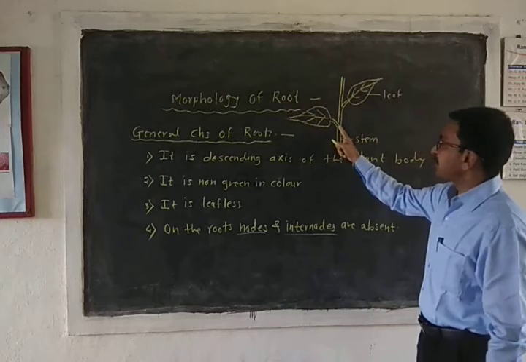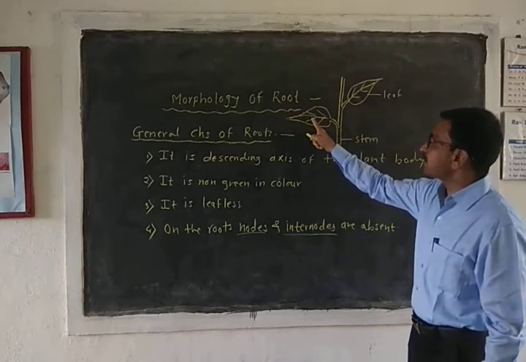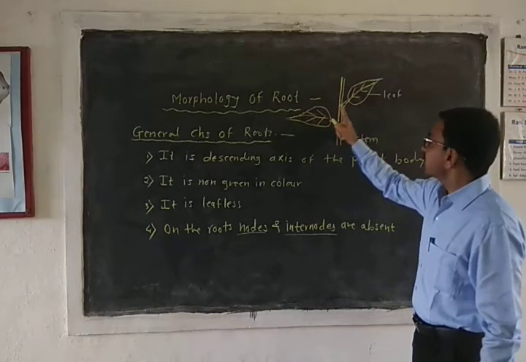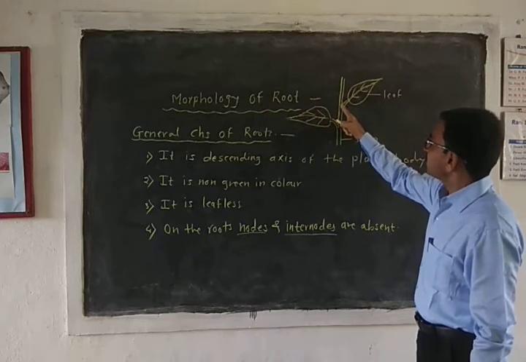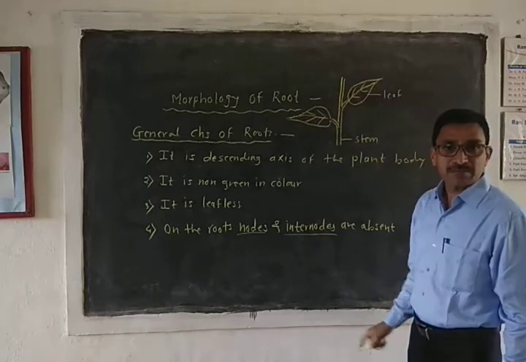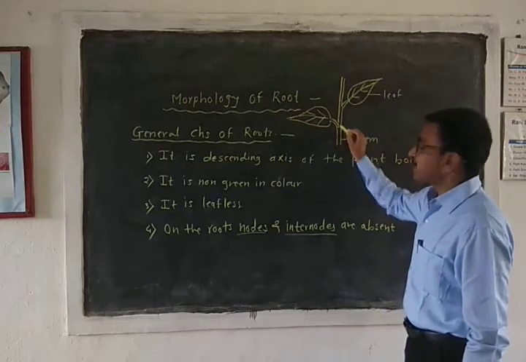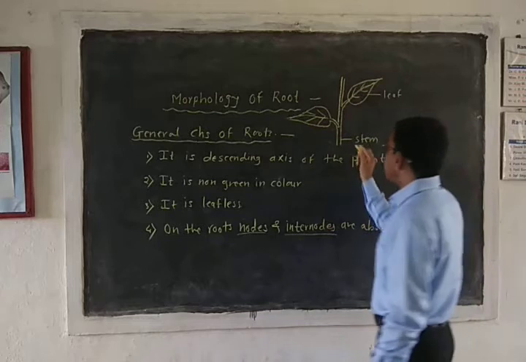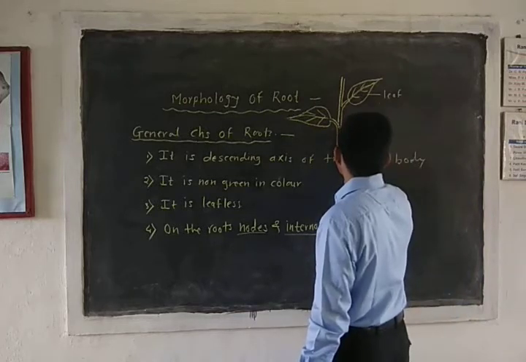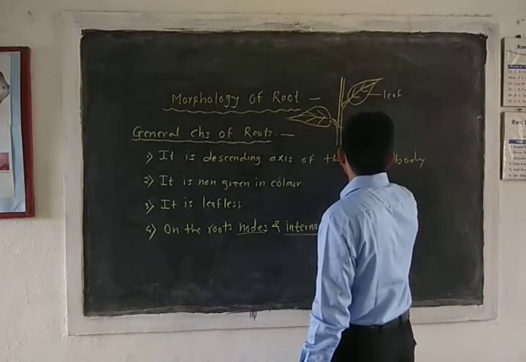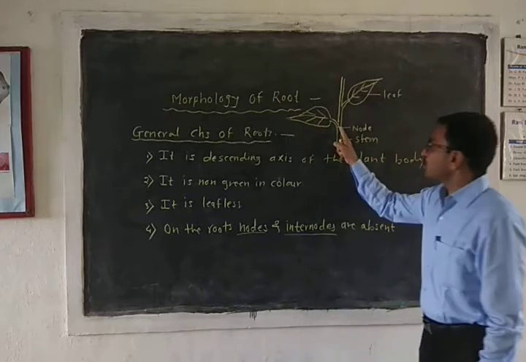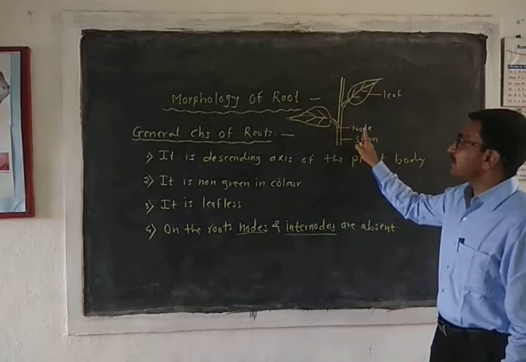हा स्टेमचा पोर्शन आहे. इथून काय झालंय? लीफ अराइज झालेलं. Again, from this portion the leaf is arise. Means the portion of stem from which leaf is arise, it is called as a node. The portion of stem from which leaf is arise is called as a node.